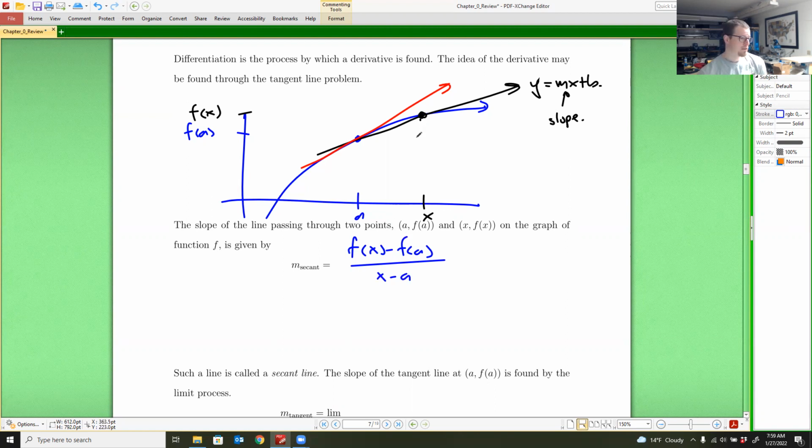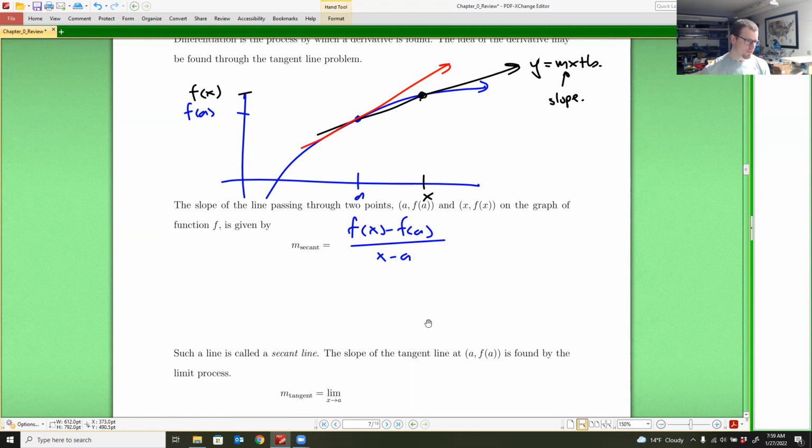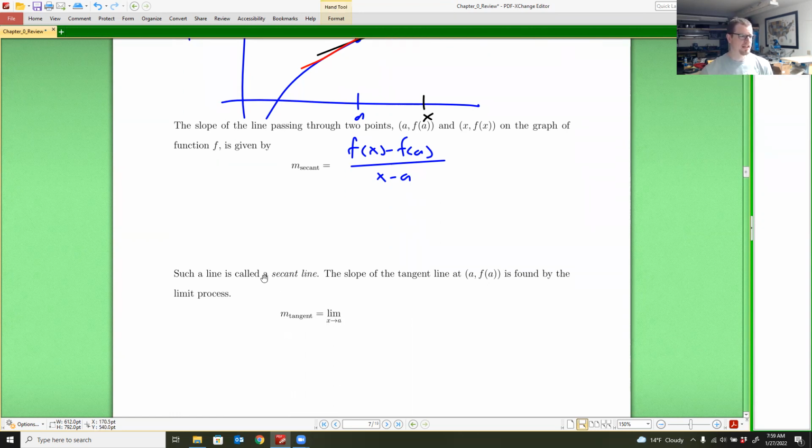Now in this one, that would be positive. In other cases, it might be negative. That's fine. We could certainly have a negative slope, but we need to match the x minus a. So this is the slope of a line containing those 2 points. Easy enough. That's a secant line.